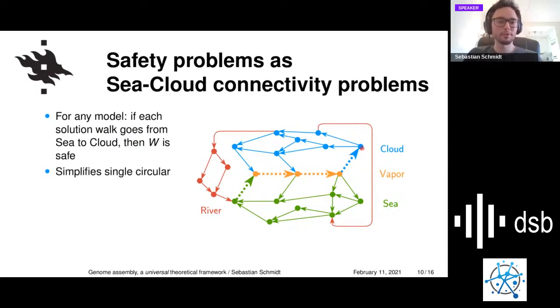And this now simplifies already the single circular model, because we know that if there's an edge in the C, an edge in the cloud, then definitely we need to go from C to cloud once to connect them both with a single circular walk.